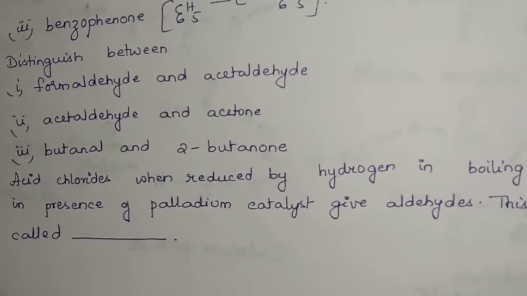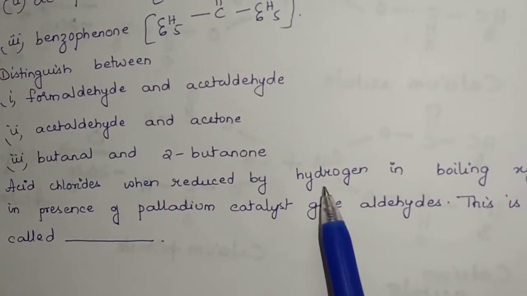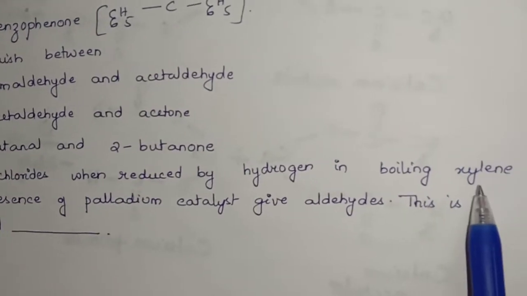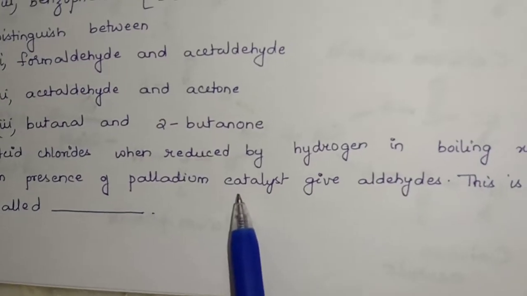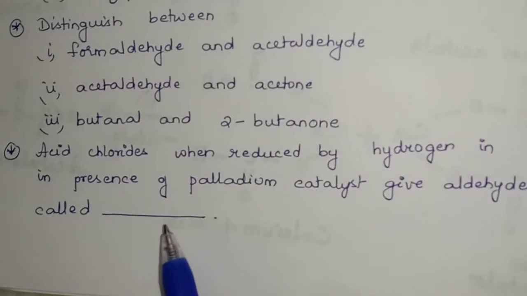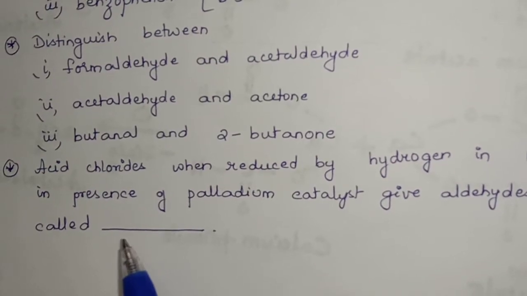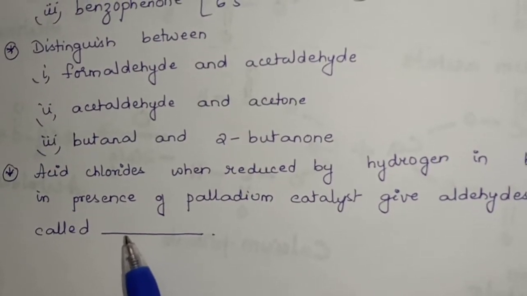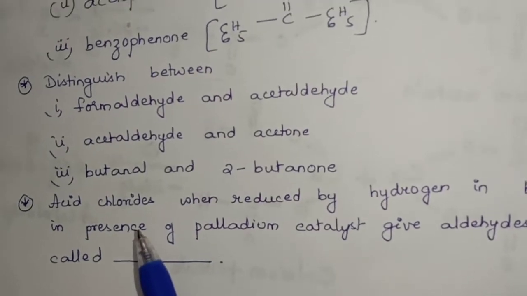Next, the third question: acid chlorides when reduced by hydrogen in boiling xylene in the presence of palladium catalyst give aldehydes. This is called as dash. This is a named reaction. Try to find out the name of this reaction. So these are the three questions for you to do the small test.